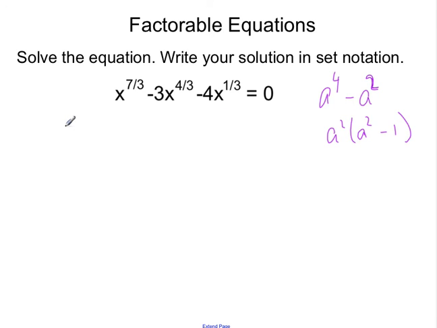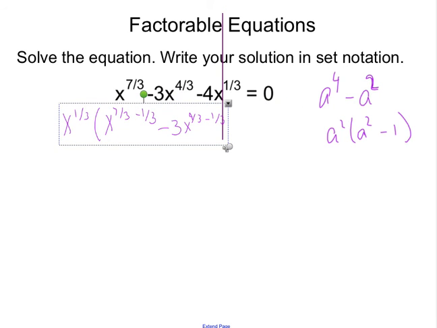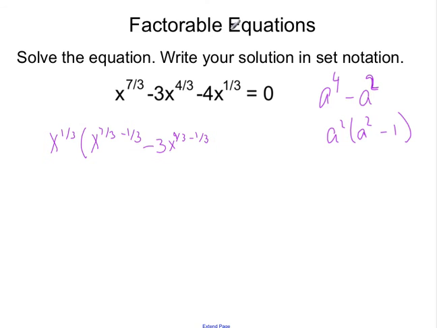So I'm going to do the same thing over here. We're going to take x to the 1/3 out, and then I'm going to be left with x to the 7/3 minus 1/3, minus 3 times x to the 4/3 minus 1/3, and then minus 4x to the 1/3 minus 1/3. That's all still equal to 0.